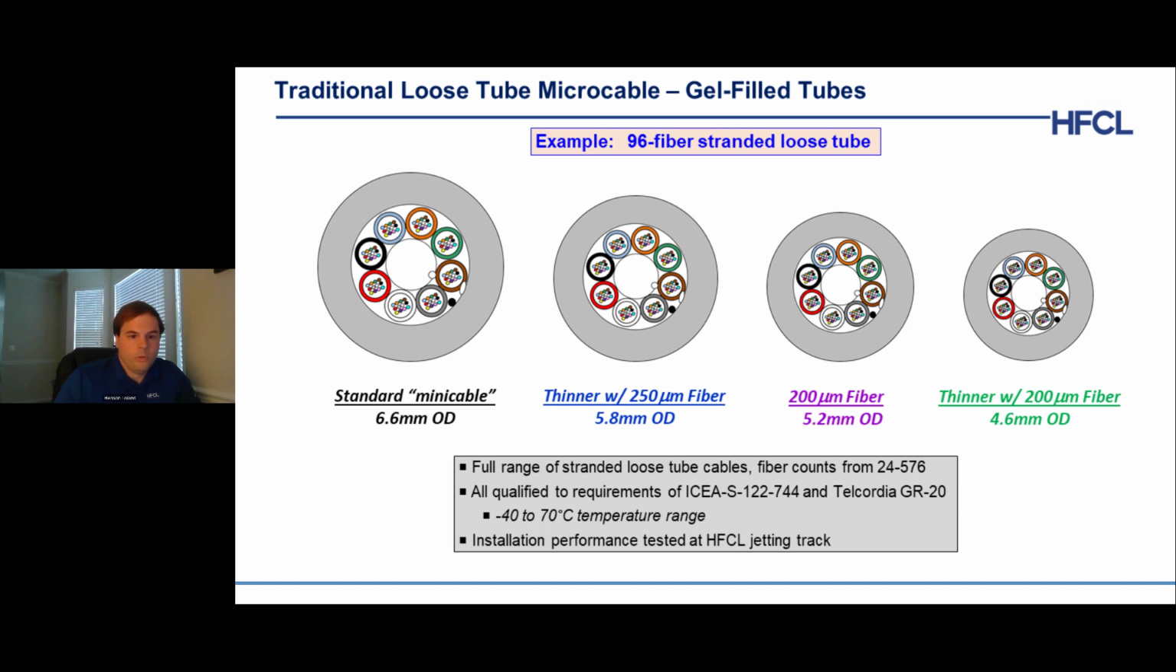With regards to what we offer, anything from 24 fibers all the way up to 576, and all are qualified to the requirements of ICEA 744 and the applicable portions of GR20. When you get really small, some aspects of GR20 may not be fully applicable to the design itself. And then minus 40 to 70 degrees Celsius operating temperature range. The installation performance was vetted at our HFCL jetting track in Hyderabad, India.